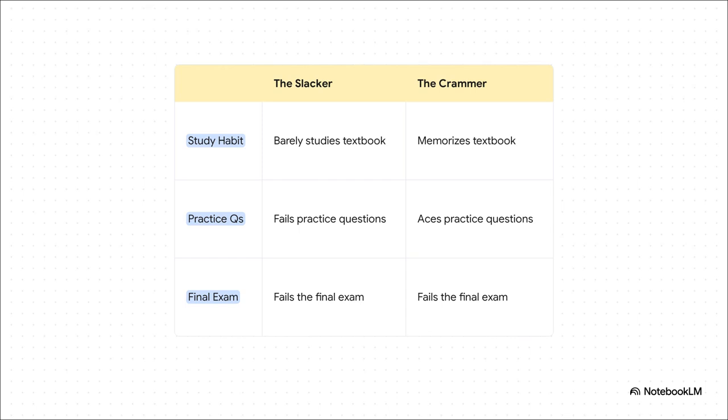Picture two students getting ready for a huge final exam. First, you've got the slacker. You know this person. They barely crack open the textbook. Then you've got the crammer. This student memorizes everything, every word, every diagram, even the coffee stains on page 82. But here's the kicker. Despite their totally opposite approaches, they both get the same result. They both completely bomb the final exam. This exact paradox plays out all the time with machine learning models.